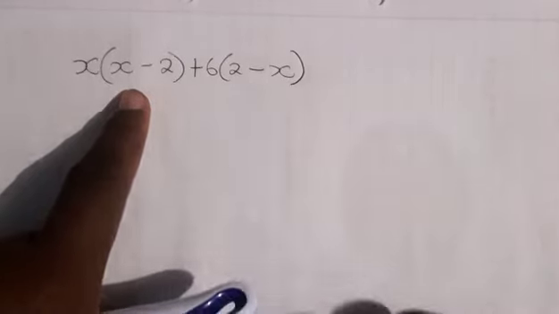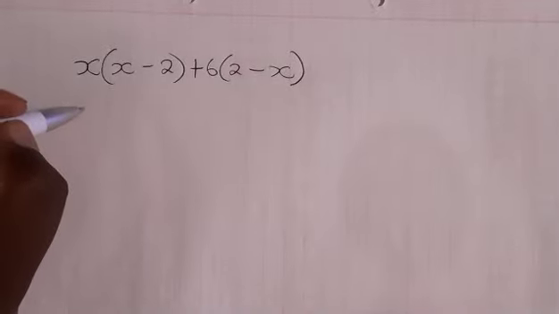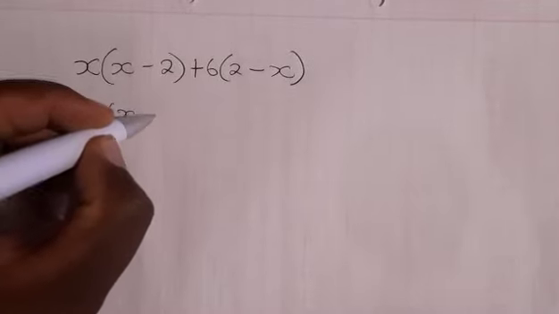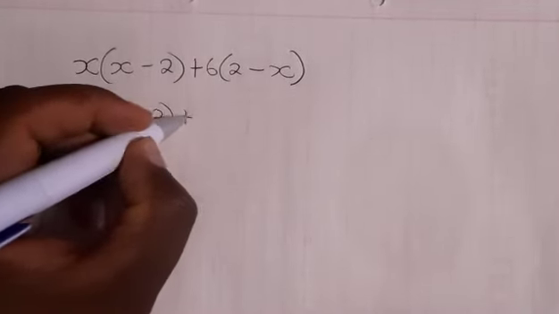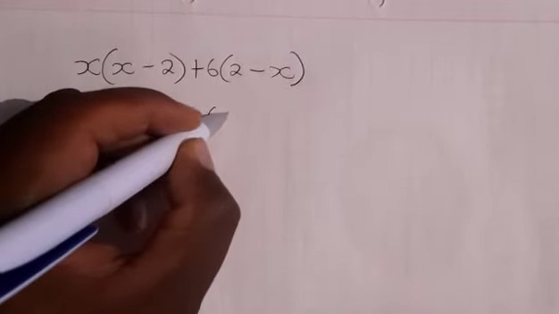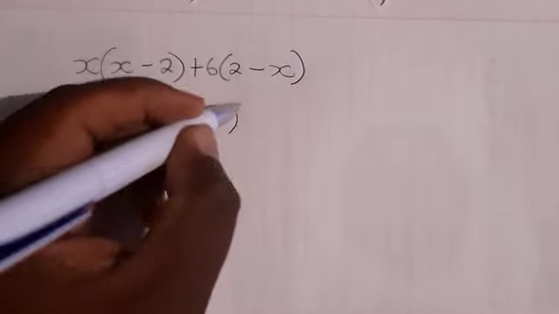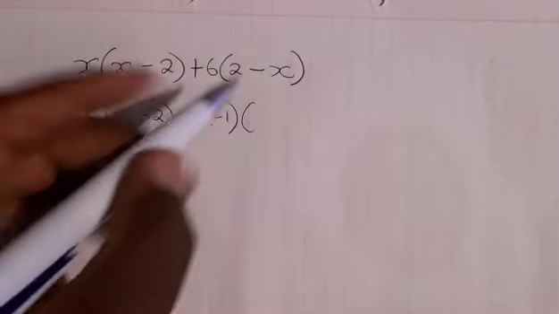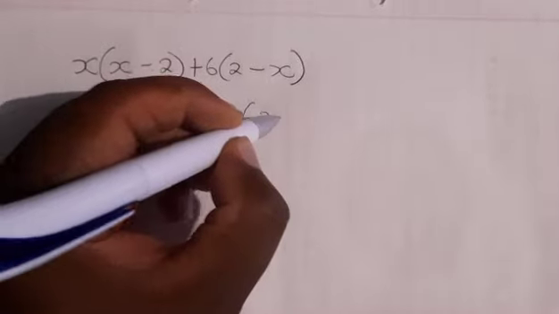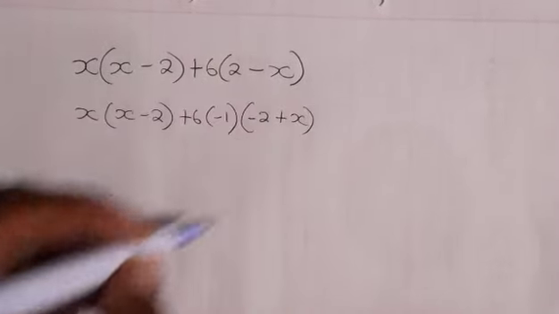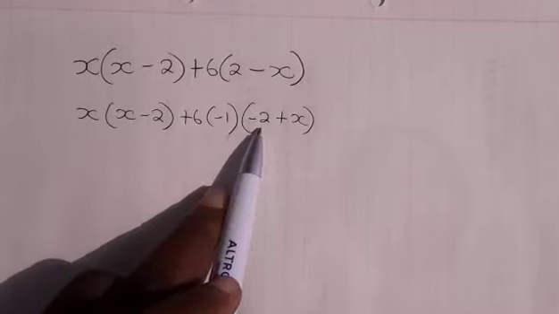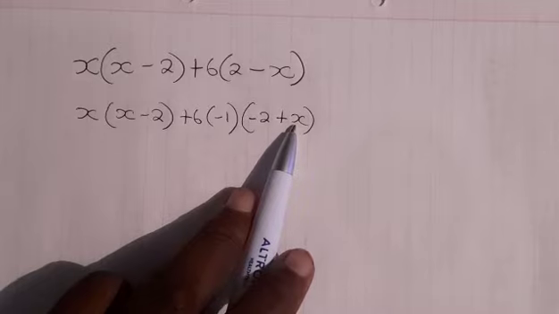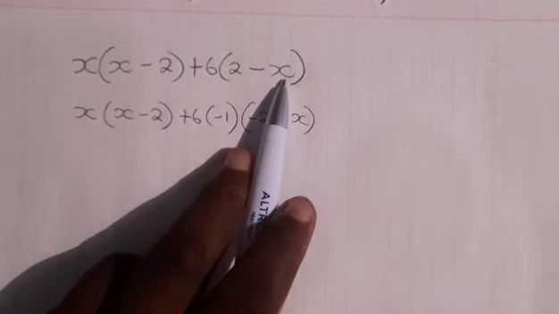How do we change this? There is a way of changing it. x bracket x minus 2 plus 6, and then factor out -1 from this bracket. When you factor out -1 from this bracket, they change sign, right? -1 times -2 is +2. -1 times a positive x is -x.